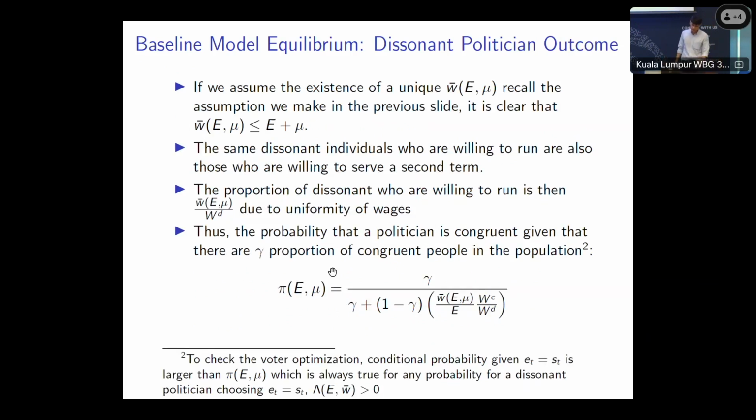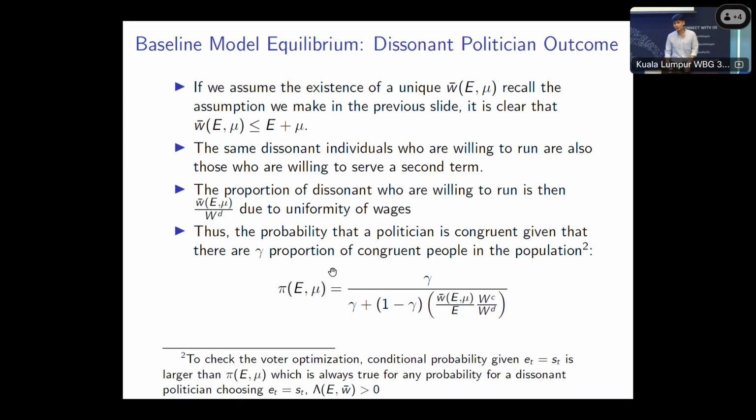So if they do a congruent policy in the first term, they will always run the second term. And so the proportion of the dissonant who are willing to run is then this maximal W over the WD. And so you get the probability that the politician is congruent, given that there is gamma proportion of congruent people in the population, is just this pi. Okay, so this is just the Bayes rule. And then for the voter optimization, you just have to do the Bayes rule and you actually get this optimal. So we're done. This is the baseline model.